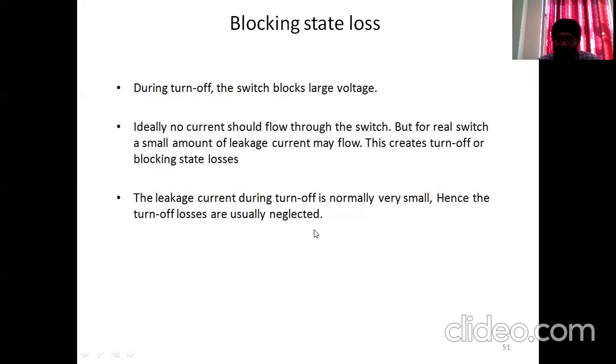So off-state power can be neglected depending upon the application. For mobile phones, this milliwatt of power cannot be neglected. But in that case, we do not have a large value of voltages across off-state devices. But if we have a number of switches running in a device, let's say a laptop or another device, then this off-state power loss, or blocking state loss, can be added or summed together. So it can cause substantial off-state power loss. In that case, we have to take care of that.